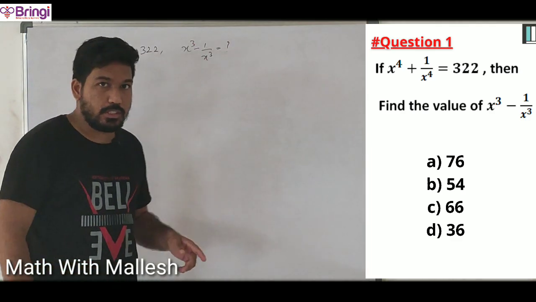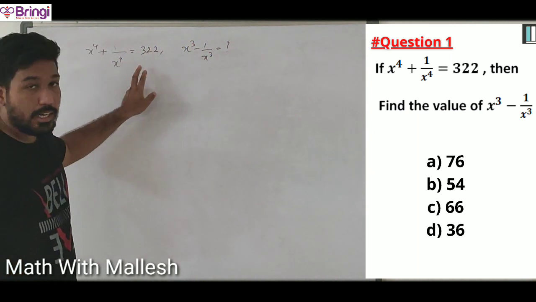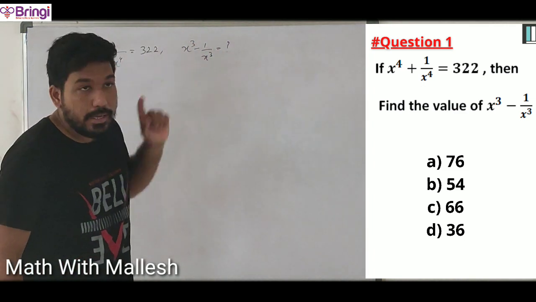So moving on to the first question. The first question says x power 4 plus 1 by x power 4 is equal to 322, and they are asking you to find the value of x cube minus 1 by x cube.